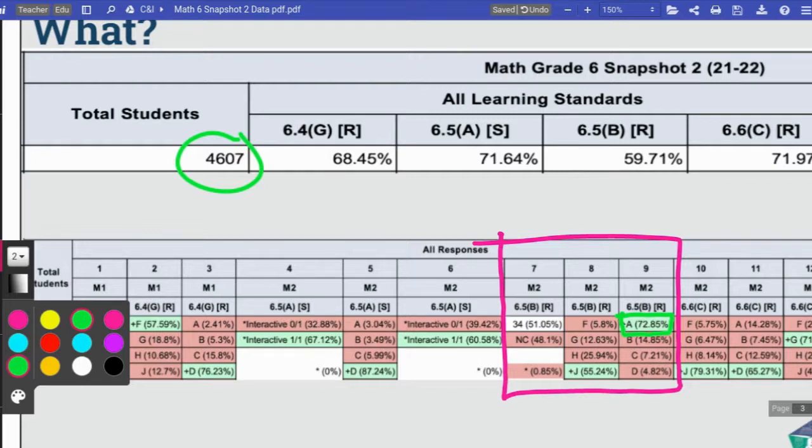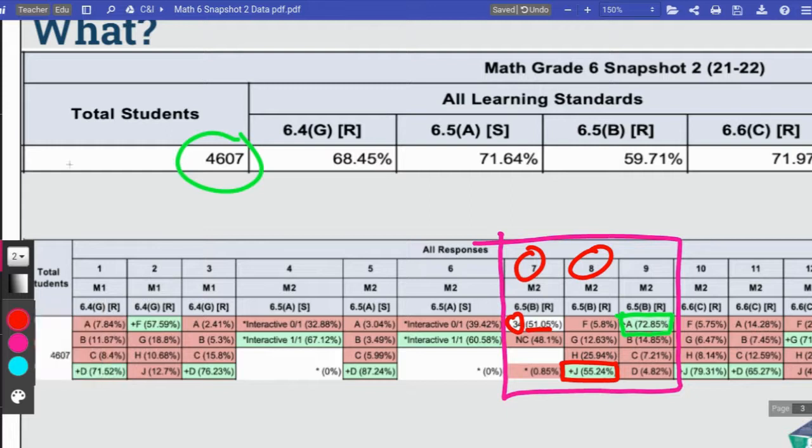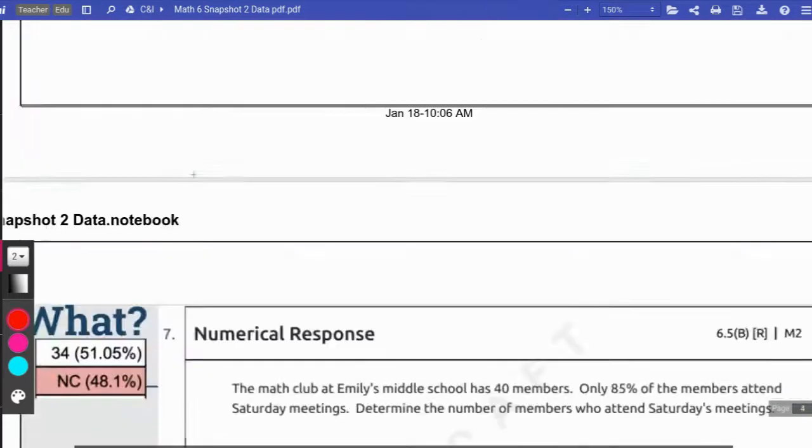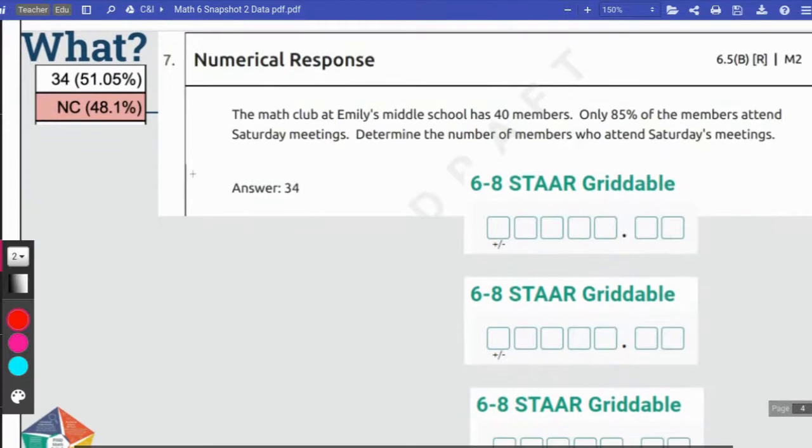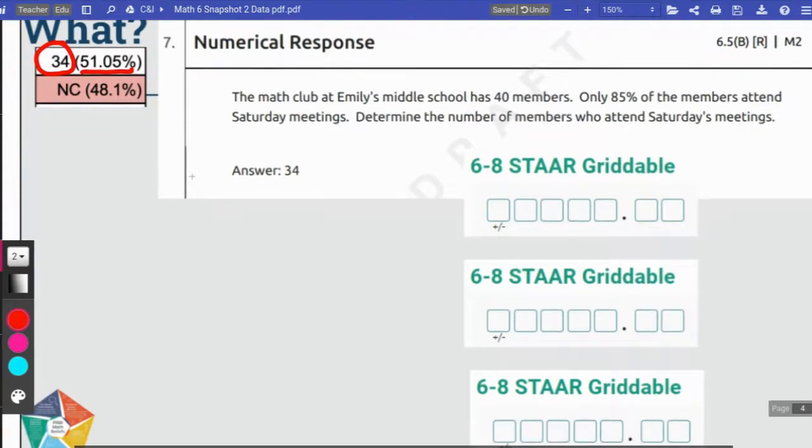All right. Well, then where are my lowest questions? It has to be 7 and 8. For 7, the answer is 34, but only 51% got it right. And for question number 8, 55% answered J correctly. Let's dive in and look at those 2 questions. With question number 7, again, 34 is the answer. Only 51% got it right out of the entire district.